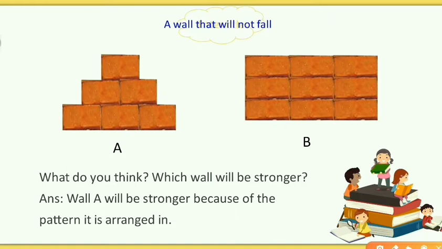So now when you see the figure, the picture, you can make out that wall A will be stronger. You know why? Because of the pattern it is arranged in. In wall B, if even one part of it is broken, the whole wall can fall. But in wall A, the pattern is such that the wall becomes very strong.